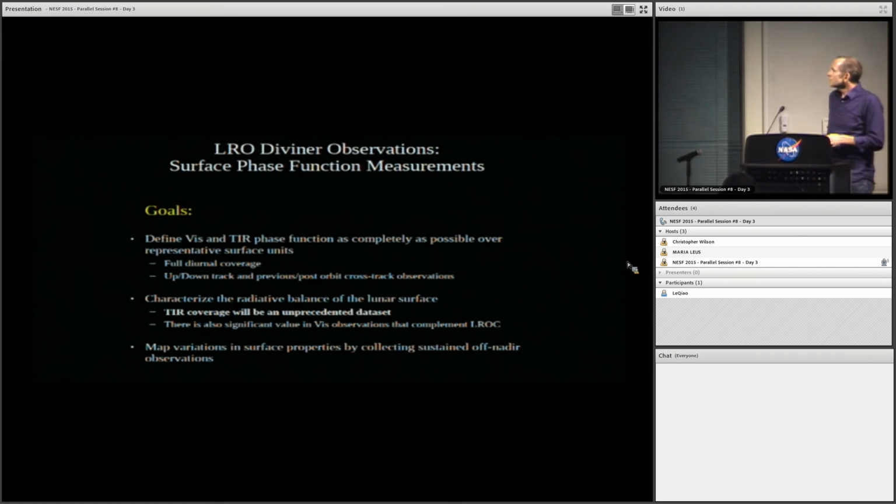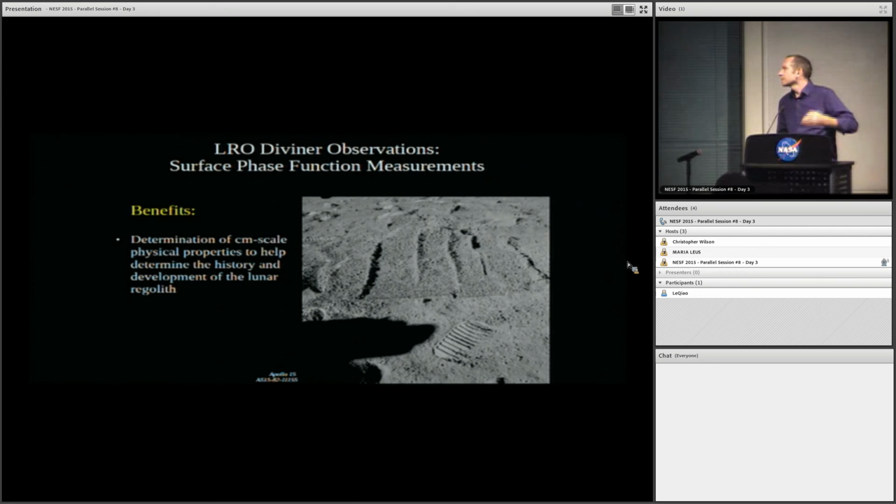In addition to this, we're also in the process of mapping the variations in the surface properties by basically collecting these sustained off-nadir campaigns, where we're constantly pointing off at an angle, and we'll build up a map of the lunar surface strip after strip.